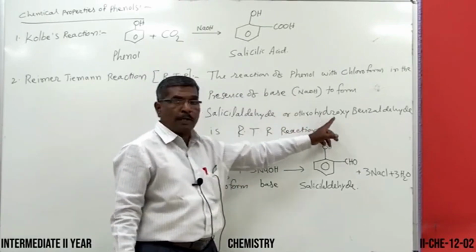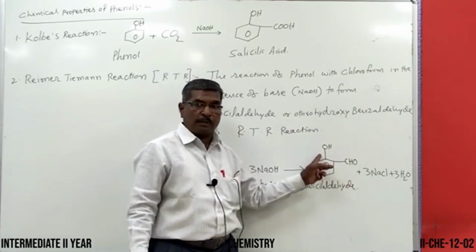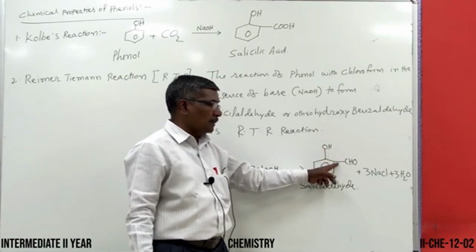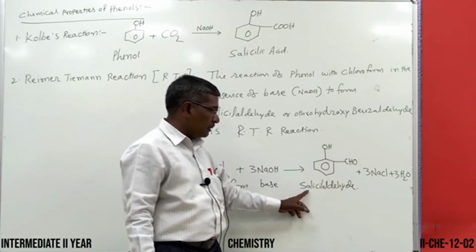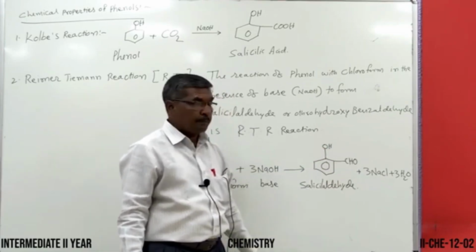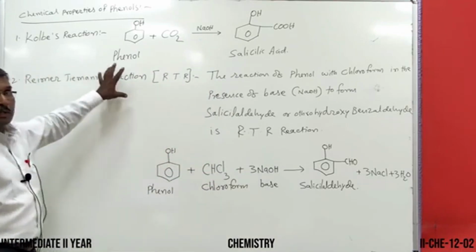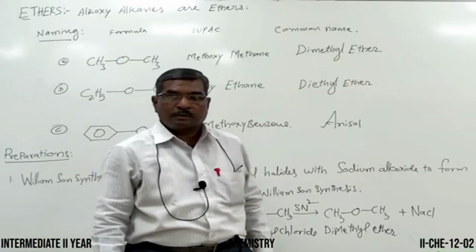salicylaldehyde or ortho-hydroxybenzaldehyde. The aldehyde is the main functional group, and the hydroxyl is a secondary functional group, so it is taken as a substituent. Ortho-hydroxybenzaldehyde is commercially known as salicylaldehyde. So this is the Reimer-Tiemann reaction. These two are the important reactions on the phenols.